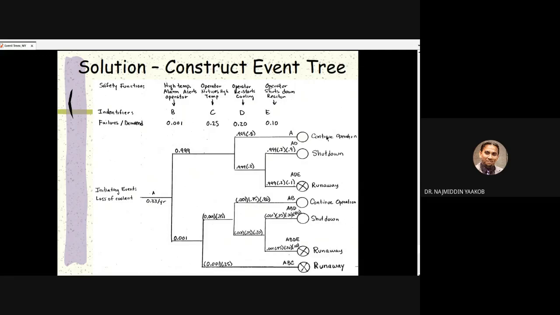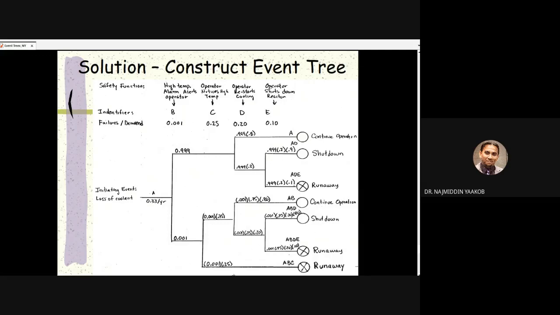A success of operator shutdown is 1 minus 0.1, which is 0.9. So you get 0.9, which is here, times 0.2 times 0.9, or this value times 0.9. Okay, and this value 0.1 is the failure, 0.9 times 0.2 was this value times 0.1. You can see it's a continuous right now.